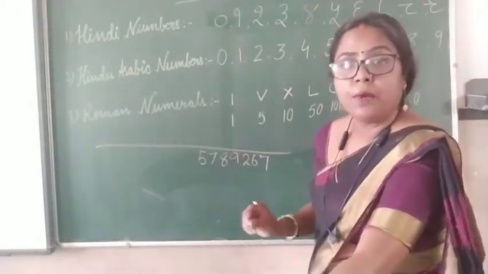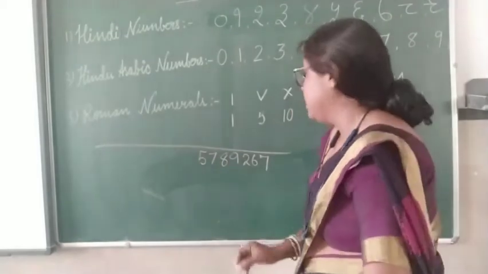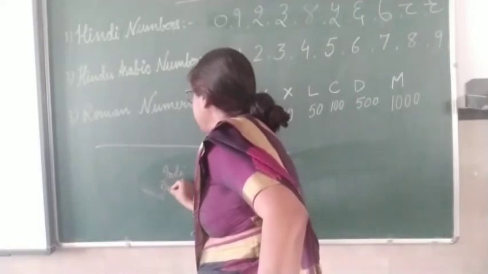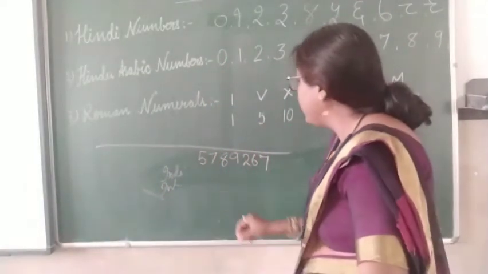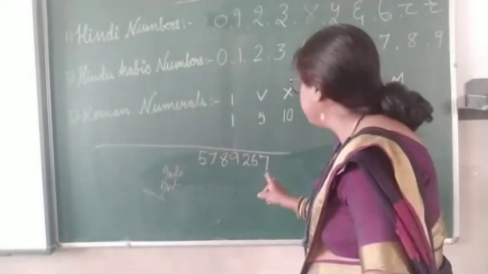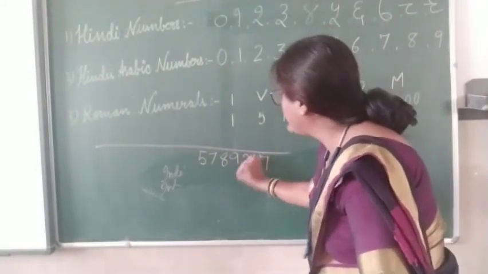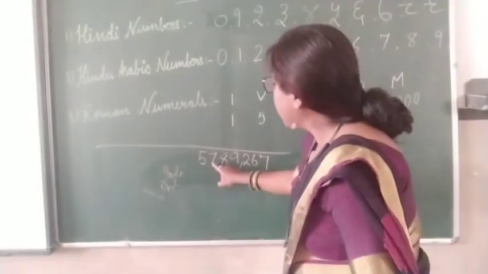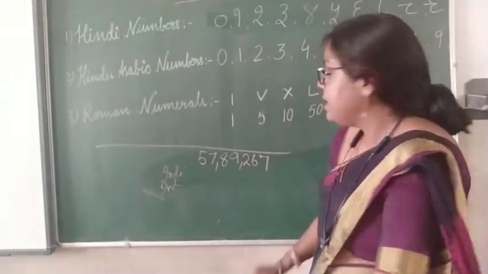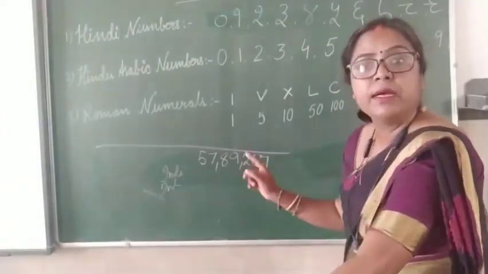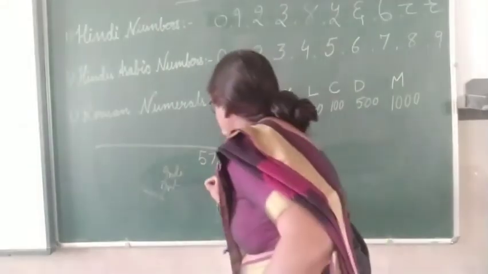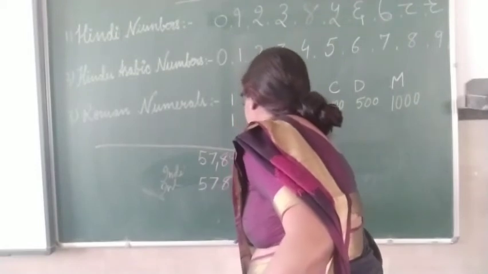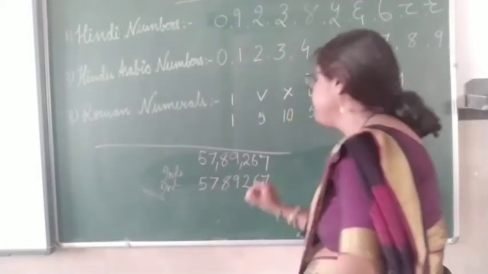Okay, we have to put the commas according to the Indian as well as the international system. So here you will put the heading Indian and write the number, then international, and write the number. So first I am doing the Indian number system. Ones, tens, hundreds, comma, thousands, ten thousands, comma, lakh, ten lakh. Got it? Now, if I have to do the same number in the international number system, then what will we do? We will write down like this: 5, 7, 8, 9, 2, 6, 7.